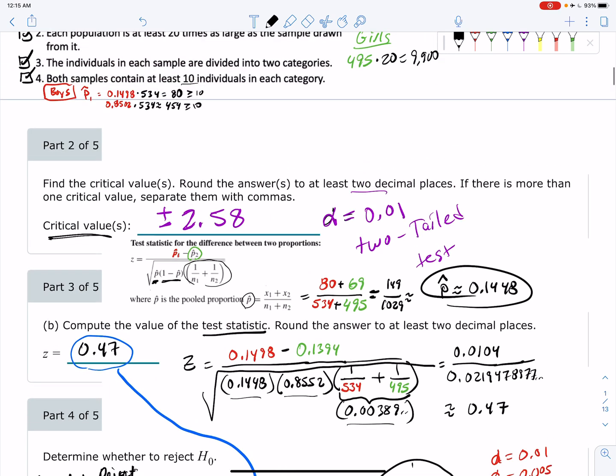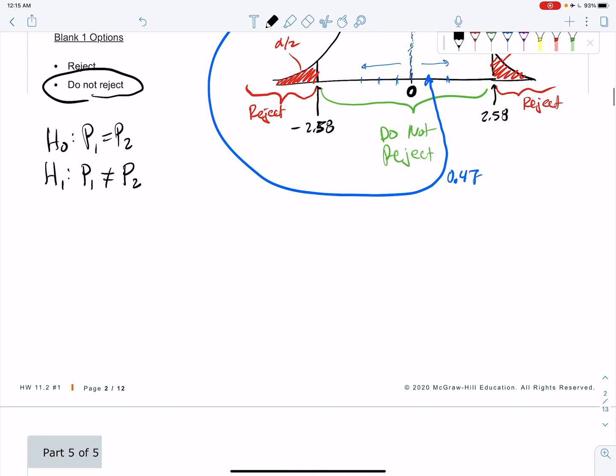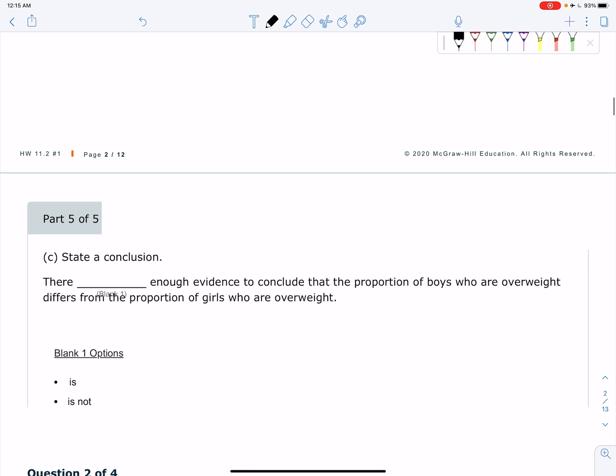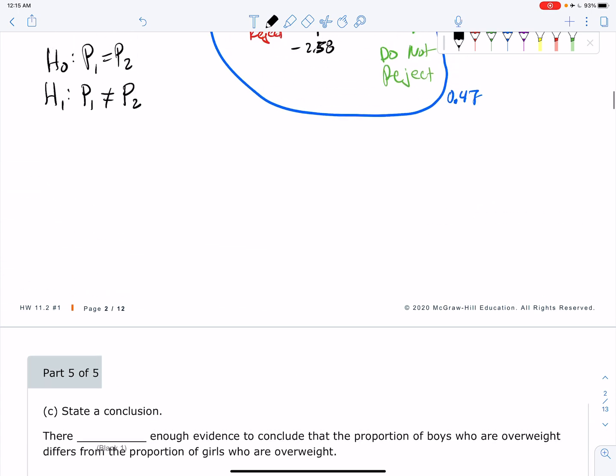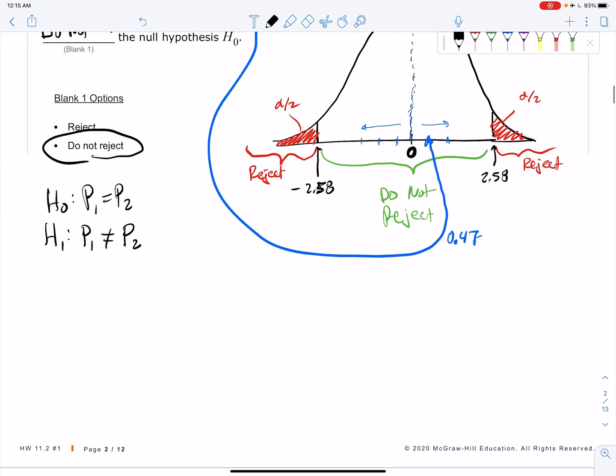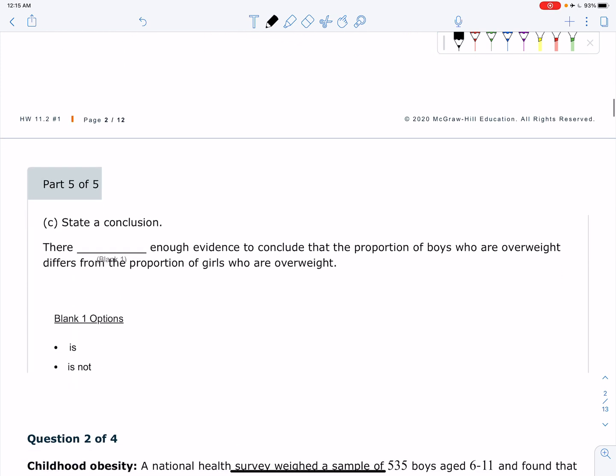I probably should reread it. Well, actually, it'll come up here. So do not reject it. So remember, you only get great evidence when you reject the null. Well, do not reject the null doesn't give us a great strong outcome. The outcome is there is not enough evidence to make this conclusion. What was the conclusion we're trying to show? There's not enough evidence to conclude that the proportion of boys who are overweight differs. We didn't have enough information, or we did not have enough statistical evidence to show that it differs.